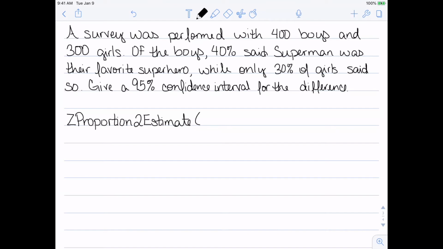We then need the sample proportion and the sample size for the boys. We know that 40% out of 400, so 0.4 and then 400. We then need the information for the girls, which would be 0.3 and 300. And then finally the confidence level, which is 0.95. Now that we have that, we can move over to our calculator and type this information in.